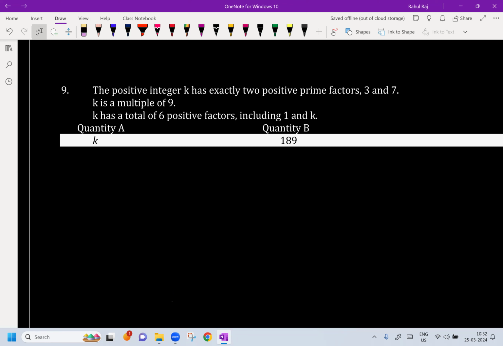So K only has two positive prime factors, 3 and 7. So it can be any number of 3s and any number of 7s repeated, basically, right? Yep. So you can take K as nothing but, let's say, 3 to the power A into 7 to the power B.